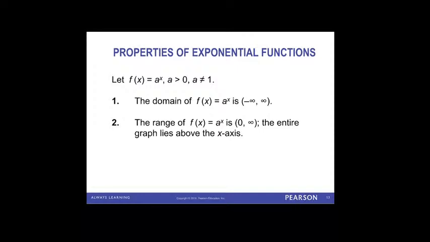So here, let me see. Here we have properties of exponential functions. So let f of x equal, we have an exponential function, f of x equals a to the power of x, again, where that base a is positive and not equal to 1, right? So it's strictly larger than 0 and it's not equal to 1. Then the domain of the exponential function is going to be all reals, right? So that's why I wanted to show the graph right here, right?